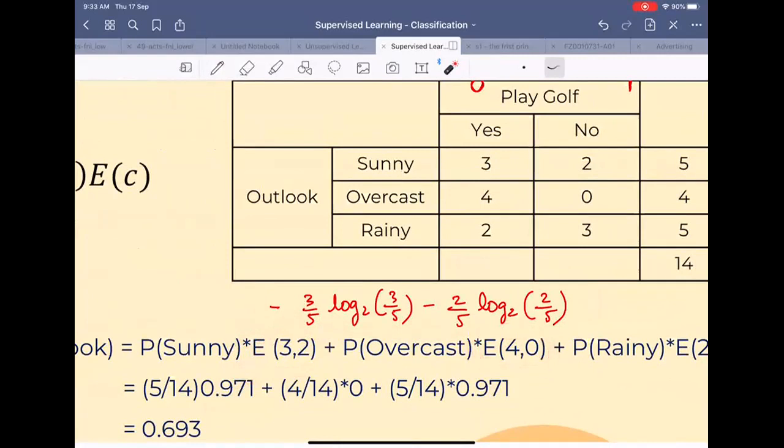Entropy of 4 comma 0 is 0. How? We say, okay, entropy of 4 comma 0 comes out to be 1 times log to the base 2 of 1 minus 0 times log to the base 2 of 0. Now, log 1, if you have your math right, is equal to 0. And 0 times something is equal to 0. 0 minus 0, you end up with 0. So we say entropy of this term comes out to be 0.